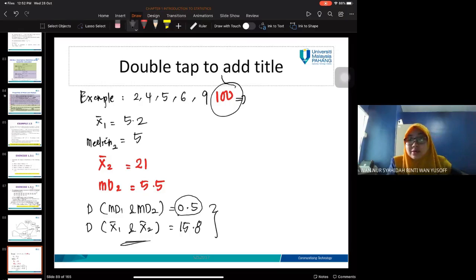So 100 here could be the outlier. We suspect it as an outlier because it is isolated from the rest of the data here. But when we go to the 1.4 letter, we do have some calculation to determine whether it is an outlier or not. Any question?